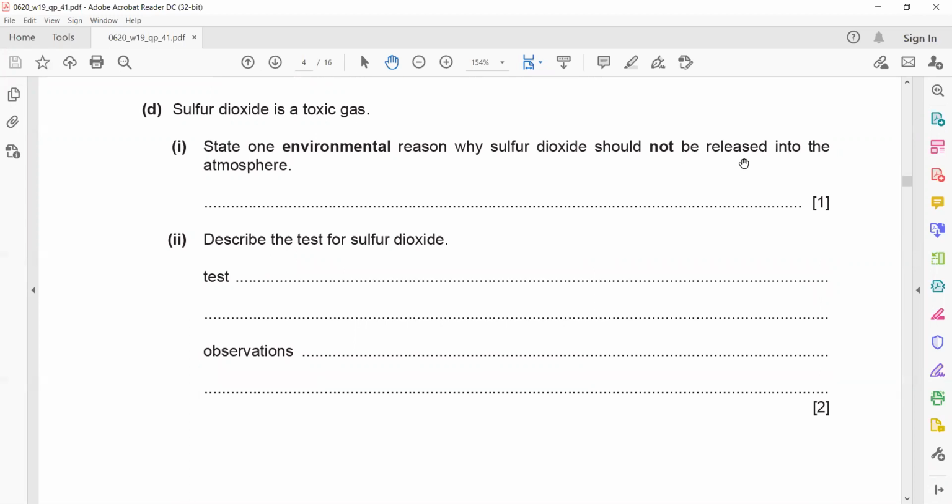Acidified potassium manganate(VII). And what is the observation? It will change from purple to colorless. This is a test for sulfur dioxide. Yes, KMnO4 is the chemical formula for potassium manganate(VII).